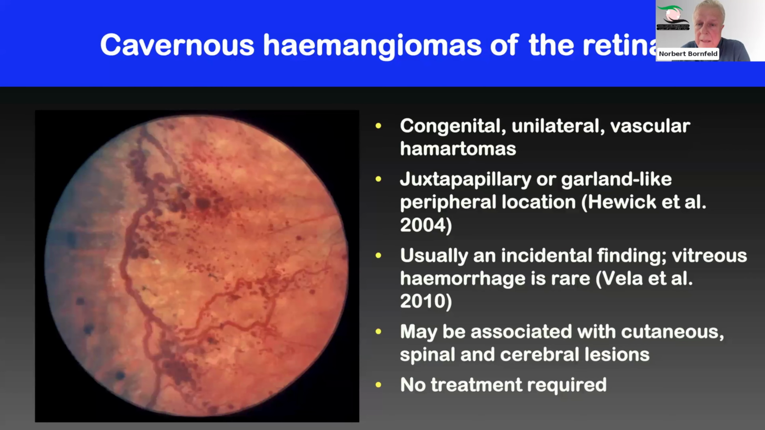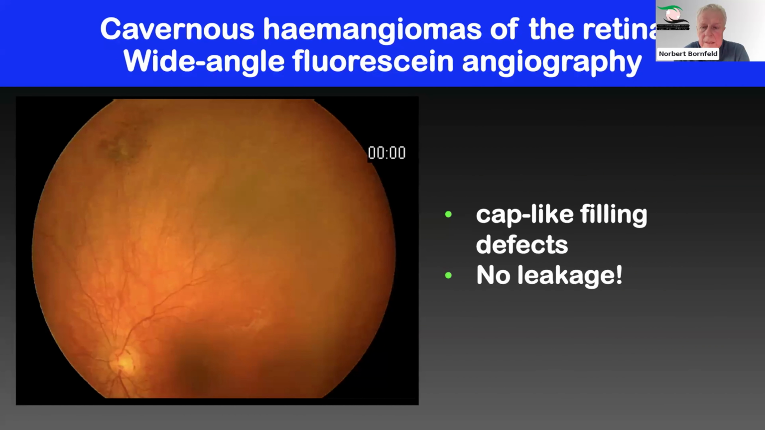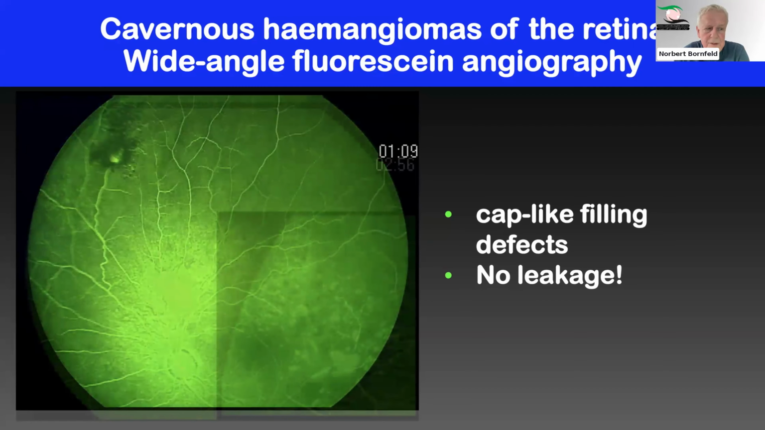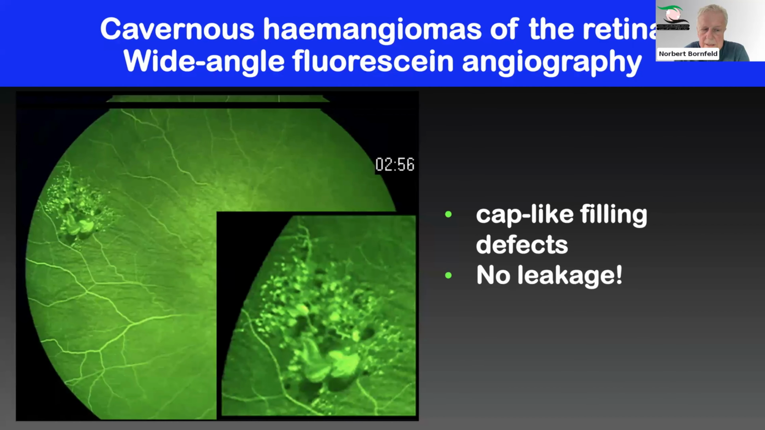Cavernous hemangiomas of the retina are mostly diagnosed as codes, but it's not codes. These are congenital vascular hamartomas. They usually are incidental findings because they do not cause any problems, located in the periphery, may be associated with cutaneous and spinal lesions, and there's no treatment necessary. There are typical fluorescein angiogram findings, and these are cap-like filling defects, as shown here on the right.